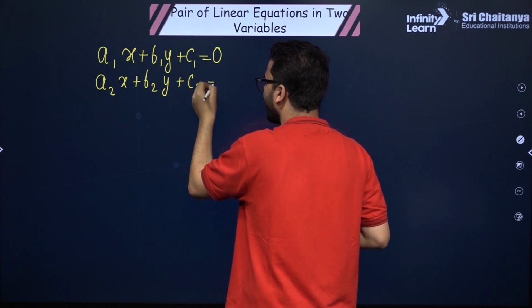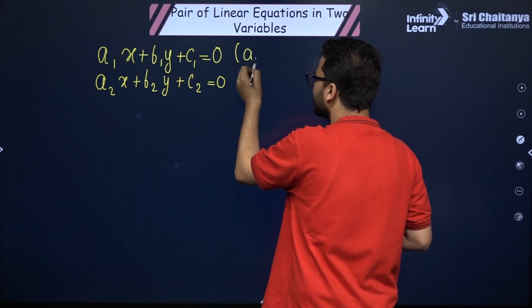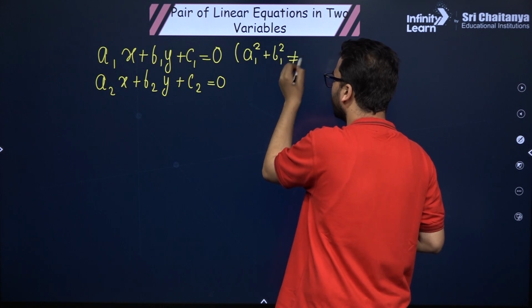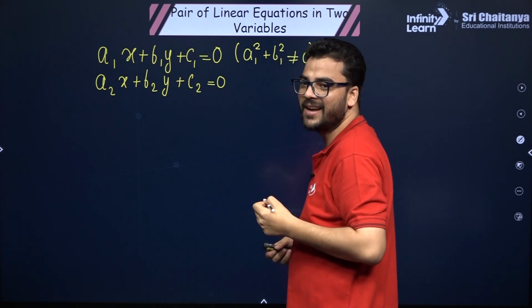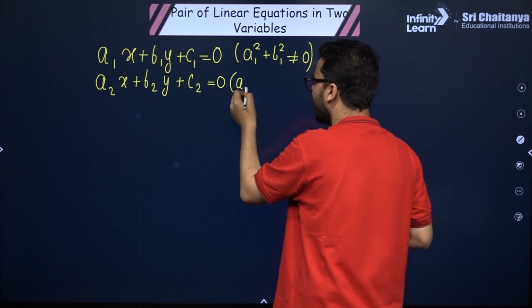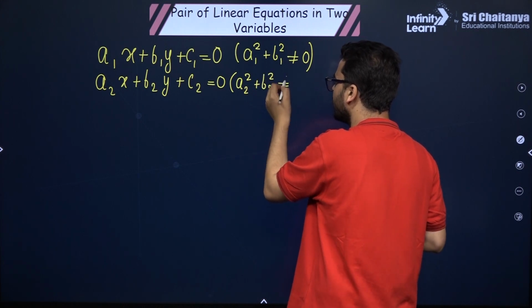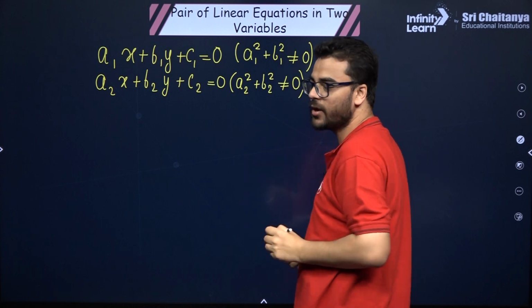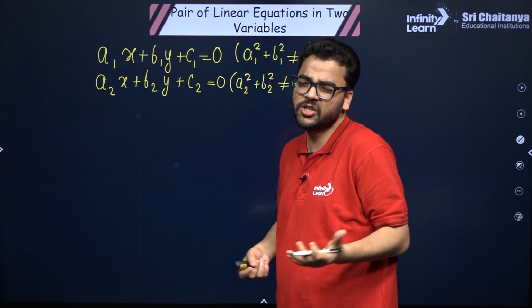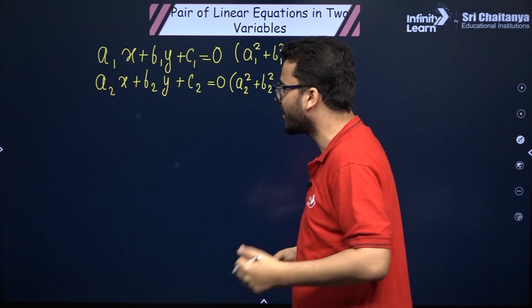Right? And over here you write a condition basically that a1 square plus b1 square is not equal to 0. It means that a1 and b1 cannot be simultaneously equal to 0. And over here as well, a2 square plus b2 square is not equal to 0. Okay, so I hope it is clear. Now basically the thing which comes in the examination, which you can call as formulae, is solvability rules, right?